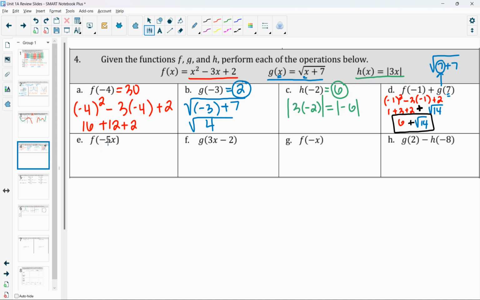E asks us to plug -5x into the f function. So remember, we're going to have something squared minus 3 times that thing plus 2. And the thing that we're plugging in is the -5x. So -5x squared is +25x squared. -3 times -5x is +15x. And then we have the +2. And then that can't be simplified any further. So that would be our final answer there.